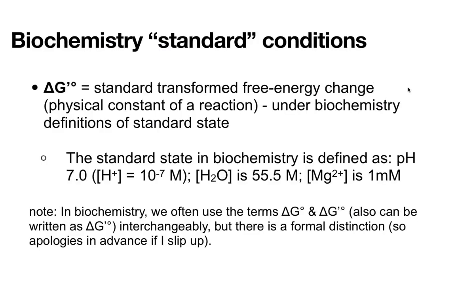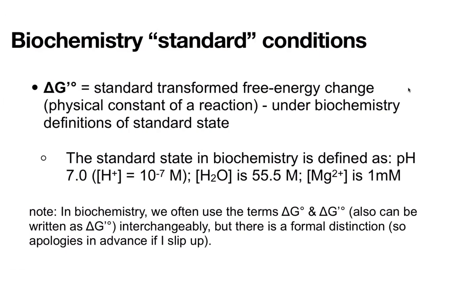So instead, biochemists are like, okay, we'll do transformed standard conditions. So this is what you see with delta G prime naught. Sometimes you'll see it written delta G naught prime. This is a standard transformed free energy change under the biochemistry definitions of standard state, where we say, okay, the pH is not going to be 0. The pH will be 7. Water concentration is 55.5 molar, and magnesium is 1 millimolar.